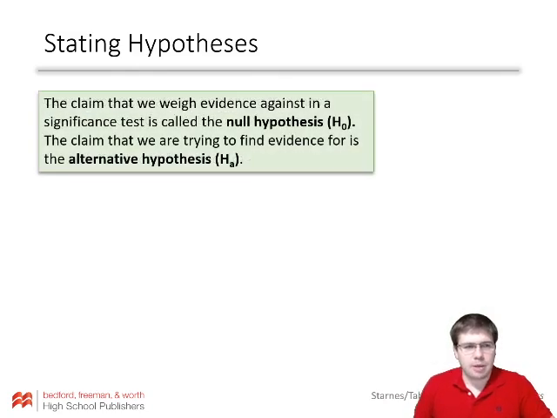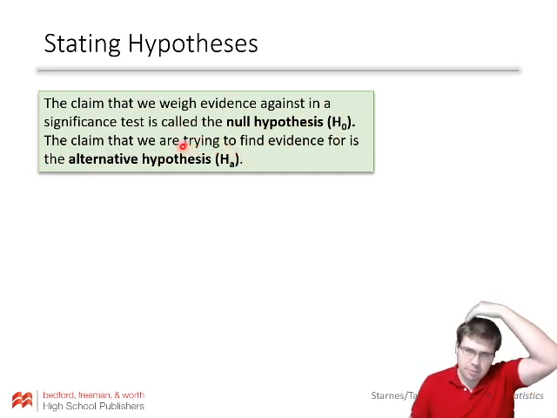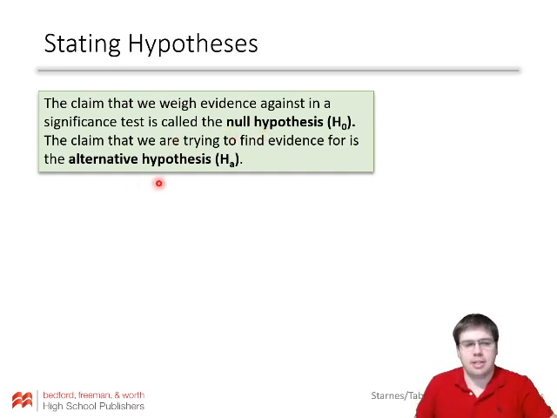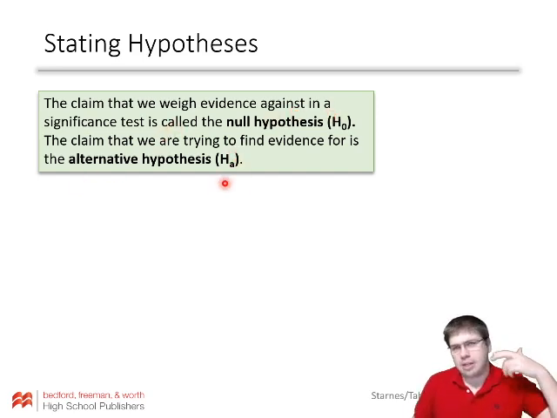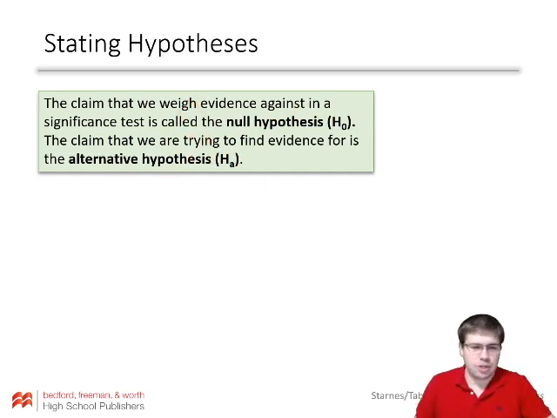So the claim that we weigh evidence against in a significance test is called the null hypothesis, or H naught, H sub 0. We could pronounce that H-N-A-U-G-H-T. So that is the null hypothesis. And then the claim that we're trying to find evidence for is the alternative hypothesis, H sub A. We'll need to write those out when we're doing these problems, and you'll be expected to write out your null hypothesis and your alternative hypothesis. So we're weighing evidence against this, trying to find evidence of that. And when we say try, that means statistically we're trying. It isn't always necessarily a good thing, as I've said in other situations before.